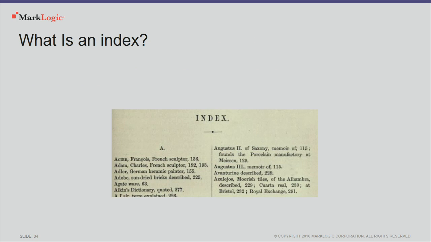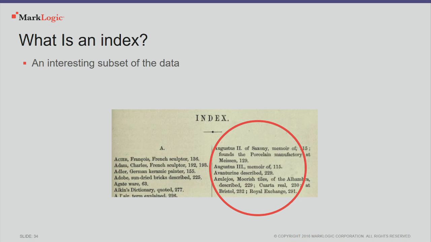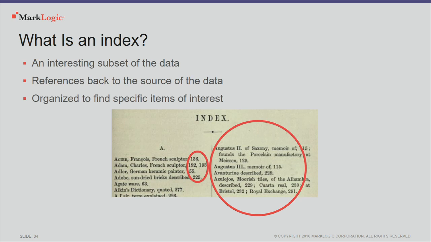So what is an index? I'm sure you're all familiar with indexes, both in the computer sense and also in the pre-computer sense. Of course, in the back of any book, you'll find an index. These indexes contain three important parts: some subset of the data, in this case some interesting terms; references back to the source, in this example by page number; and some organization so that you can find the items you're interested in, in this case alphabetical order.